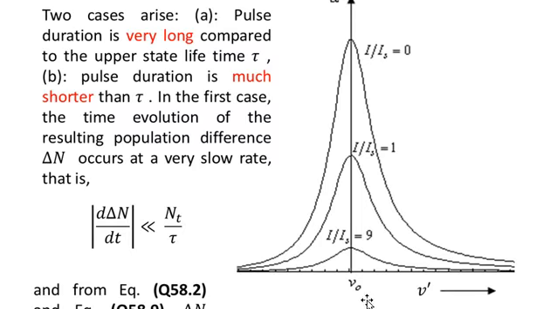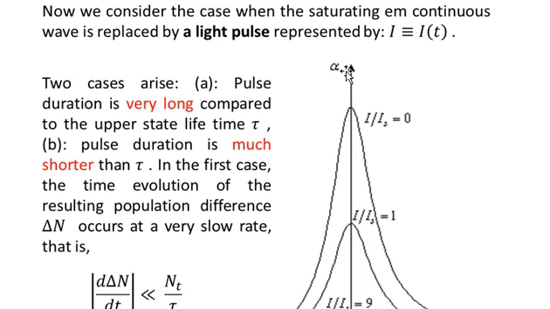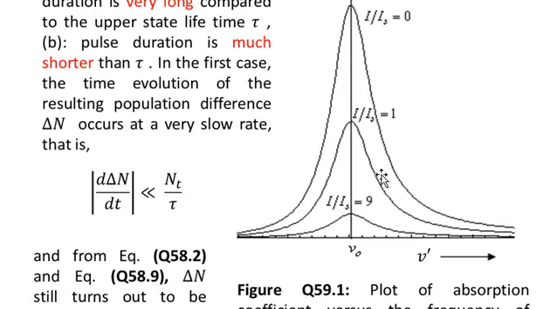Now when you increase the value of the saturating beam such that it is the same as the saturation intensity, then you have I over IS equal to 1. In that case you can see that the absorption coefficient alpha has fallen drastically. The maximum value is at nu naught. When the probe beam frequency nu prime deviates from the central frequency nu naught, the absorption coefficient also falls to nearly zero on both sides.